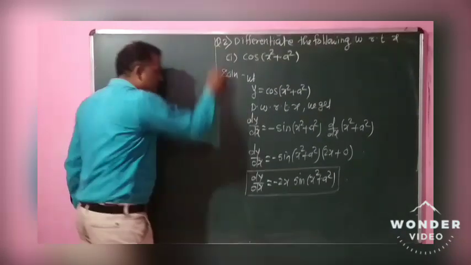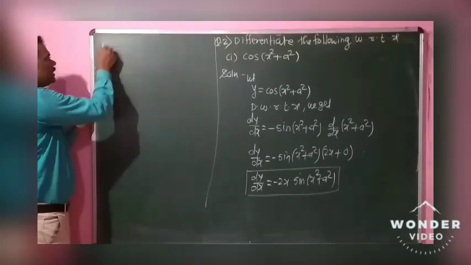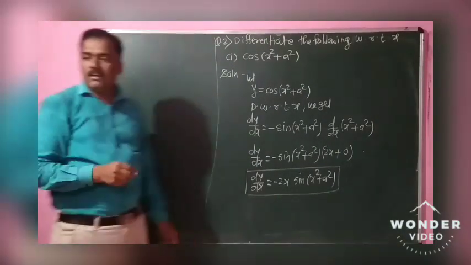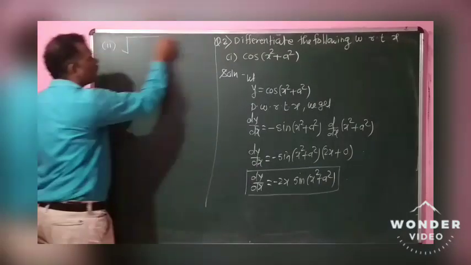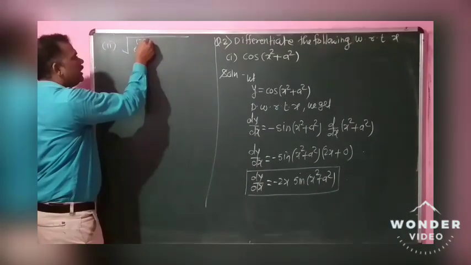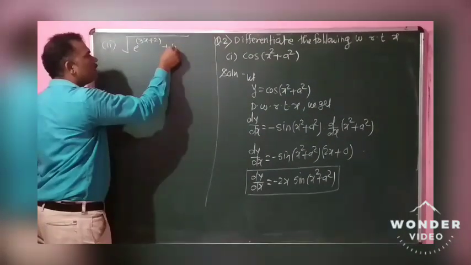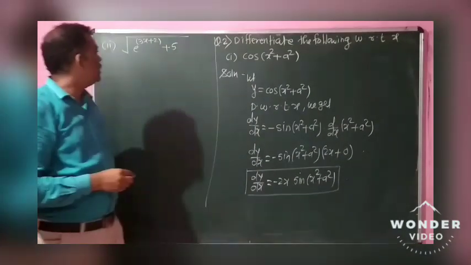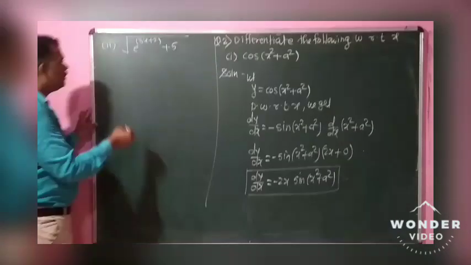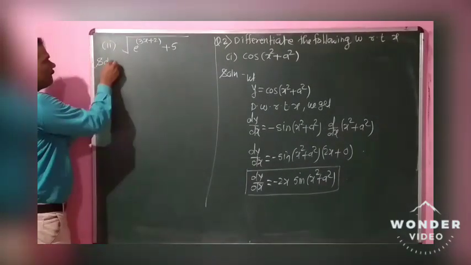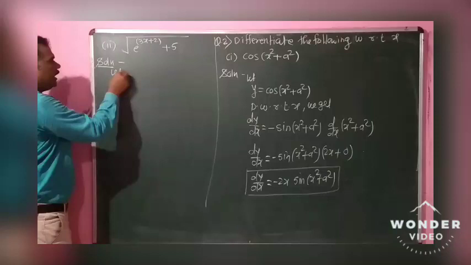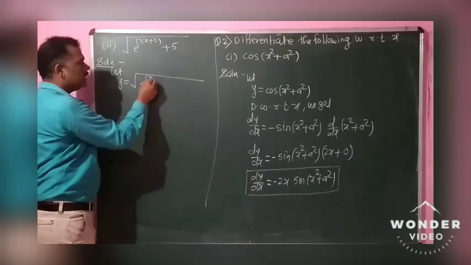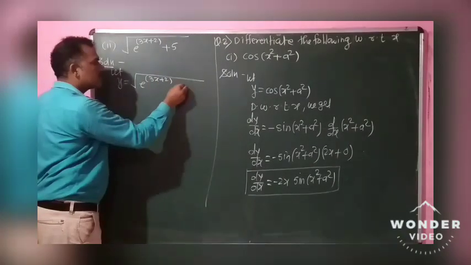Now we have to discuss the next example, that is example number 2. Under square root of e raised to 3x plus 2 plus 5. Now we have to discuss the solution. Let y is equal to under square root of e raised to 3x plus 2 plus 5.